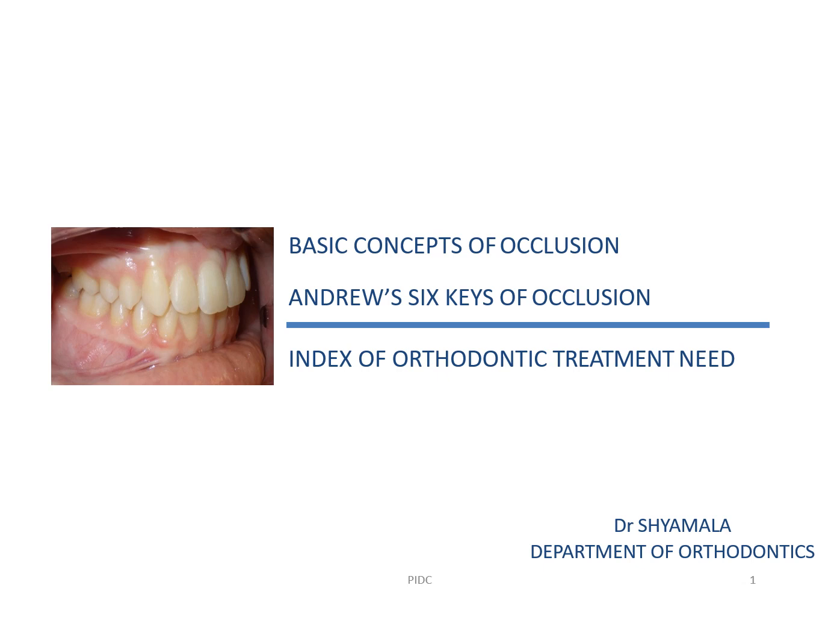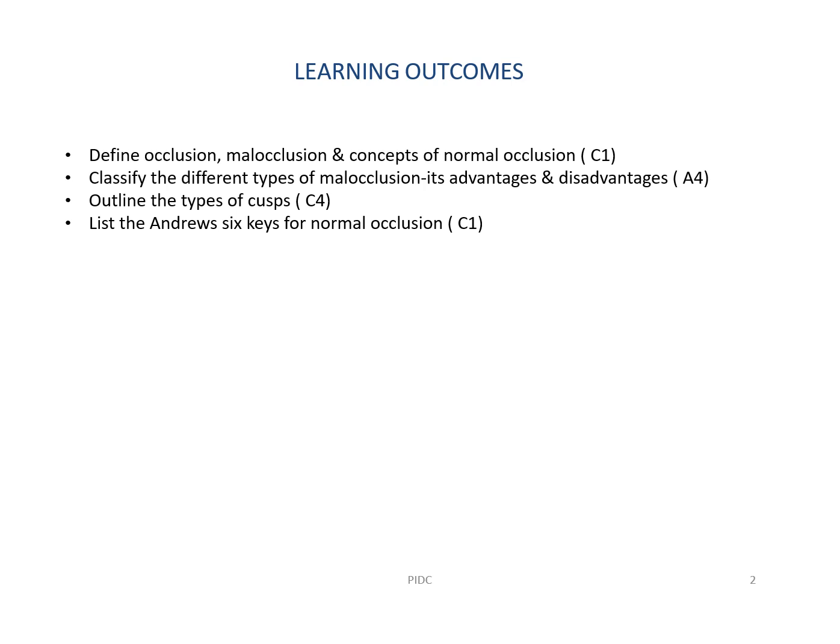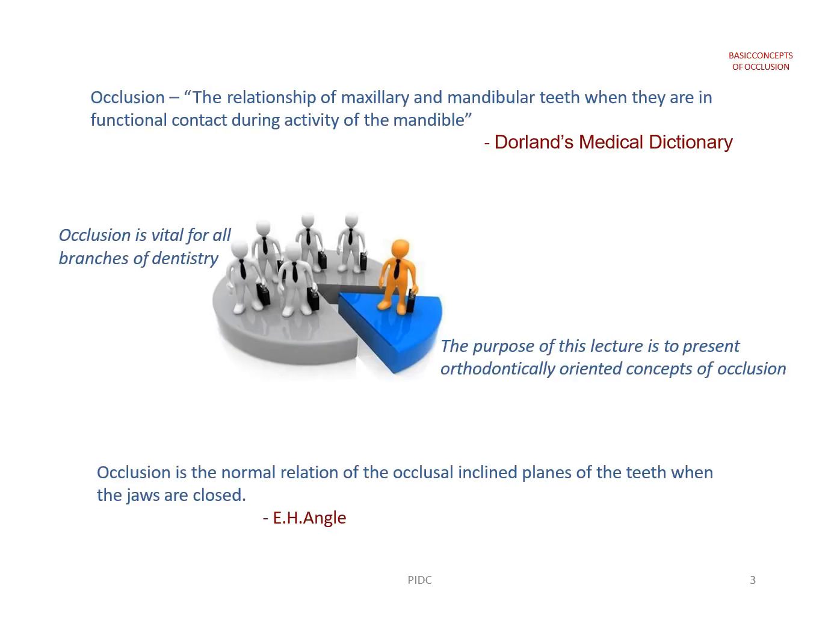Today we are going to learn about basic concepts of occlusion and the 6 keys and the Index of Orthodontic Treatment Need, which is your IOTN. So today's class we will be learning about what is occlusion, what is malocclusion, and what are the concepts of normal occlusion. We will also be learning the classification of different types of malocclusions and their advantages and disadvantages, the various types of cusp which are important for occlusion, and also the Andrews 6 keys to achieve a normal occlusion.